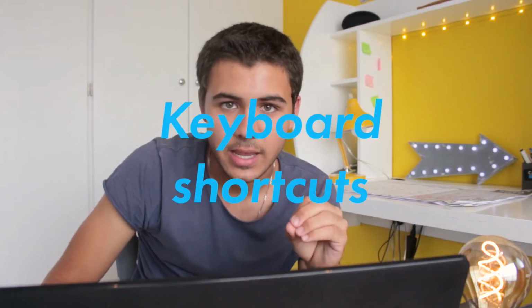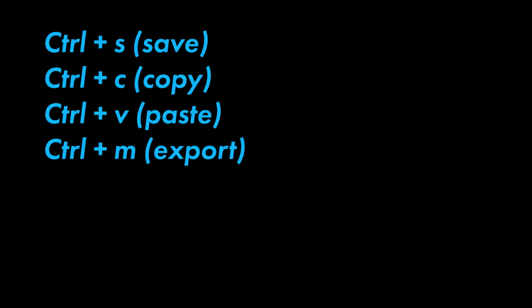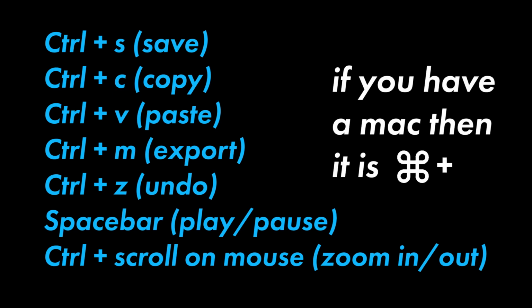Control S, save. Always save. Control S the whole time. No matter how advanced your computer is, eventually it's just going to crash. One day you're going to lose that whole video that you've edited for 3 hours straight. So Control S, save the whole time.